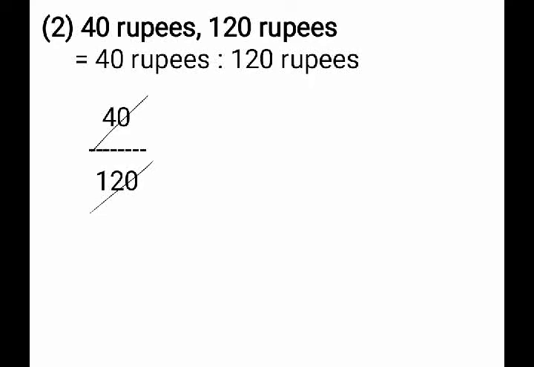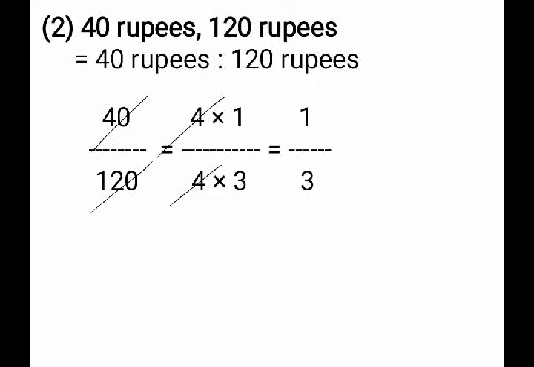0 0 get cancelled. So what will remain? 4 upon 12. Number 4 and number 12, which table is going same? Check that. Both number 4 and number 12 is going 4 table. That is equal to 4 ones are upon 4 threes are. 4 get cancelled. So what will remain? 1 upon 3. The ratio form of 1 upon 3 is 1:3.